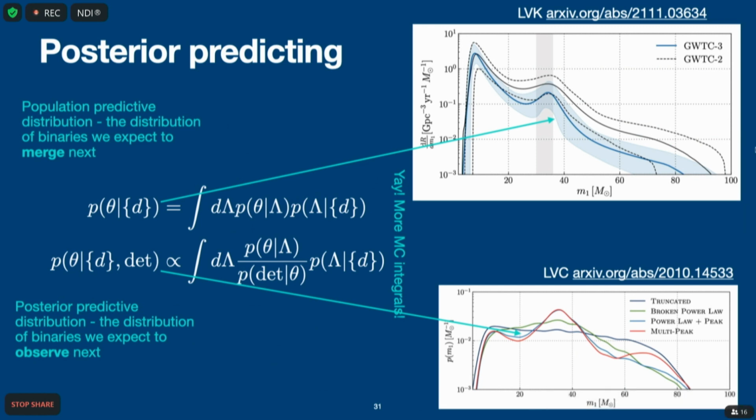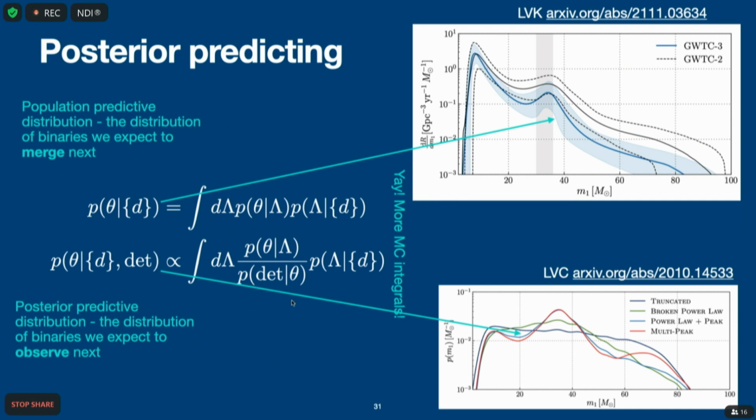And instead of a population predictive, we can say, what's the posterior predictive? The difference between this is the posterior predictive is what we predict we'll observe next, whereas the population predictive is what we expect to merge next. And they're different, obviously, because we have this selection function. And then you can see that these are kind of simply related, just we've got this extra factor of a binary selection term in here.